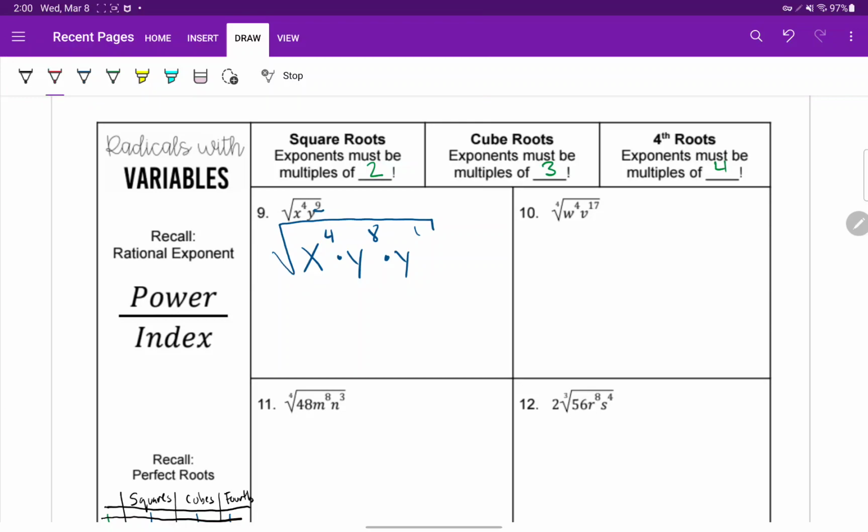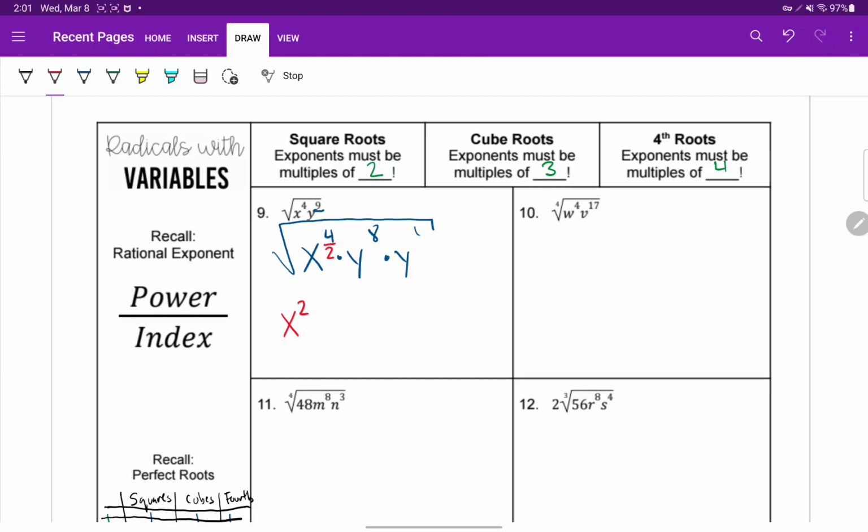So what I'm going to do is take each of these exponents and divide it by 2. If it becomes a whole number, I'm going to pull it out of the radical. If it's not a whole number when I simplify it, then I leave it in the radical. So for this first one, 4, we're going to divide by the index of 2. So 4 divided by 2 is 2. So we pull it out and it becomes x squared.